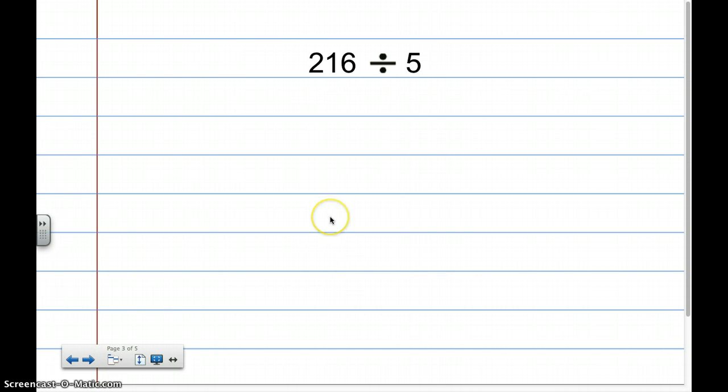Let's do another example. I have 216 divided by 5. So I'm going to do my box again.